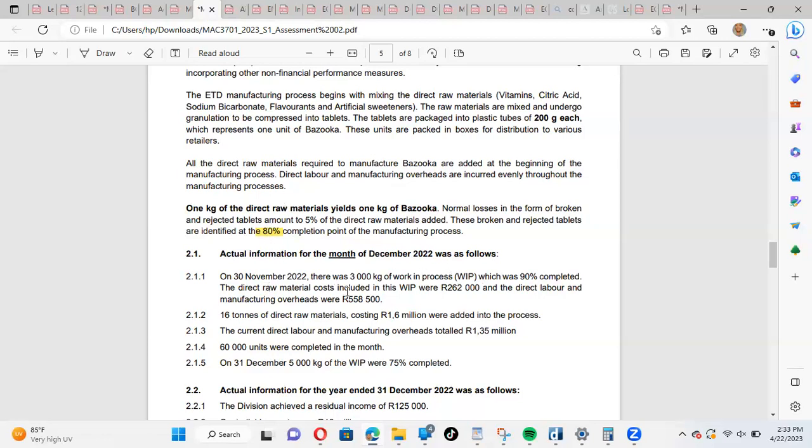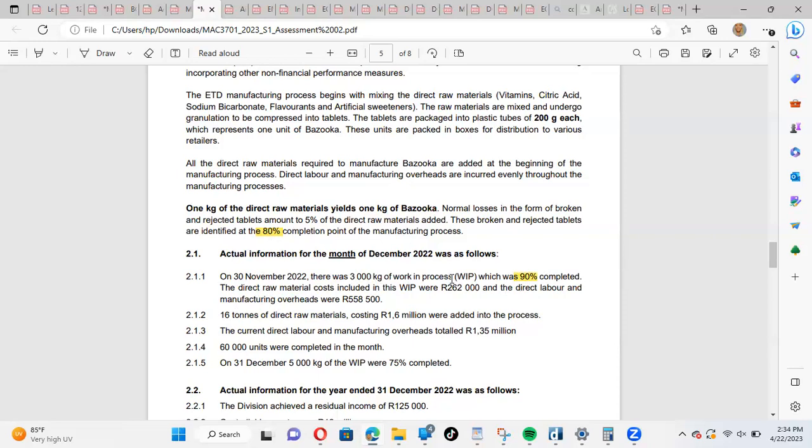So if you take, for instance, the opening inventory here, we are told that it's 90% to completion. So what this basically means is when we put this in at the beginning of the period, which is on the 30th of November 2022, when this was still work in progress, it had already gone up to 90%. So the normal loss for this was incurred in the month of November, because it's already at 90%, it has gone over 80%. So in December, this is not going to form part of our normal losses. That's logical enough, right?